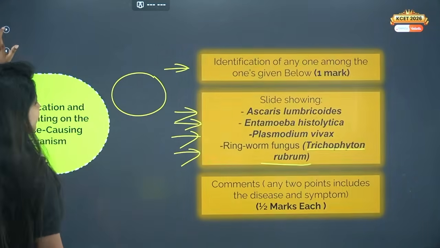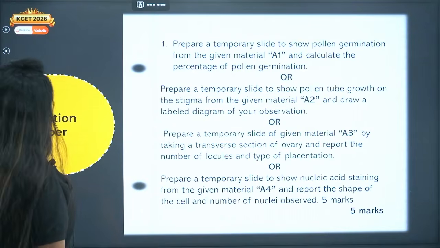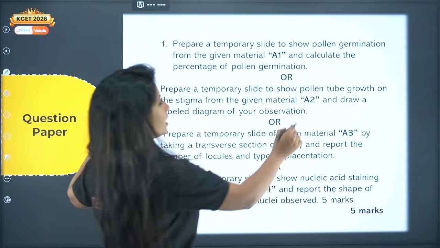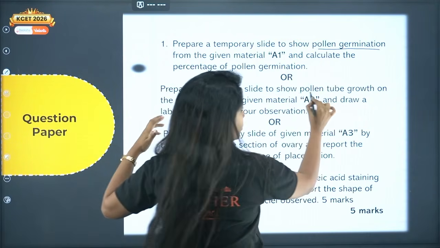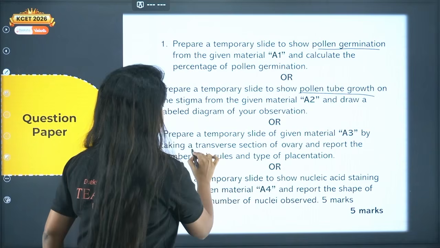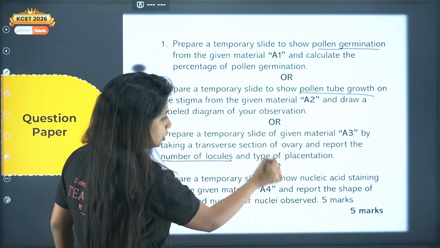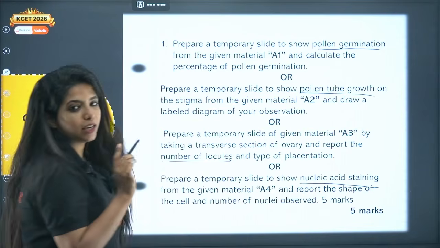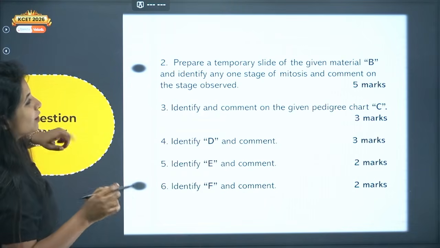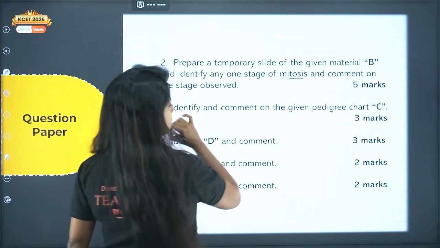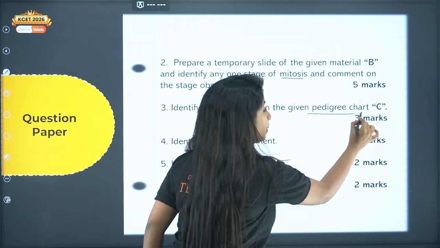Okay, now talking about what we have already covered. So we have already covered the pollen germination experiment, pollen tube growth, and what did we cover? We studied the number of locules in the ovary. We studied about the nucleic acid staining experiment. I gave you all the 5 marks out there, right? And we also studied about the mitosis experiment. We also saw the pedigree chart thing.